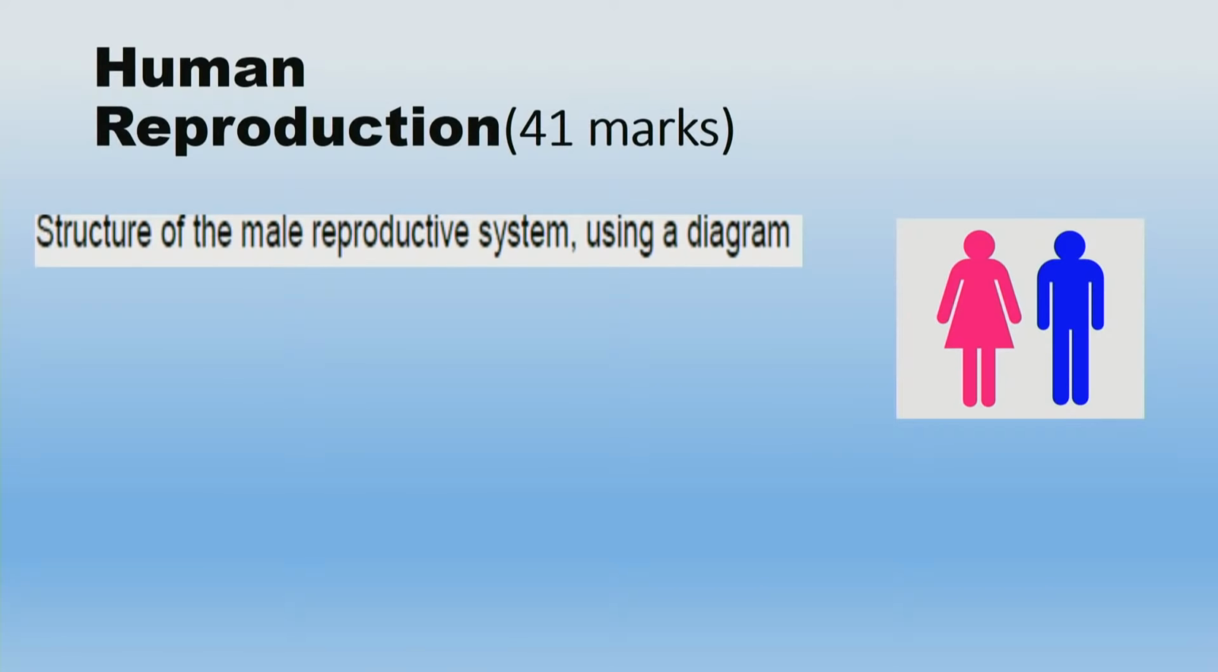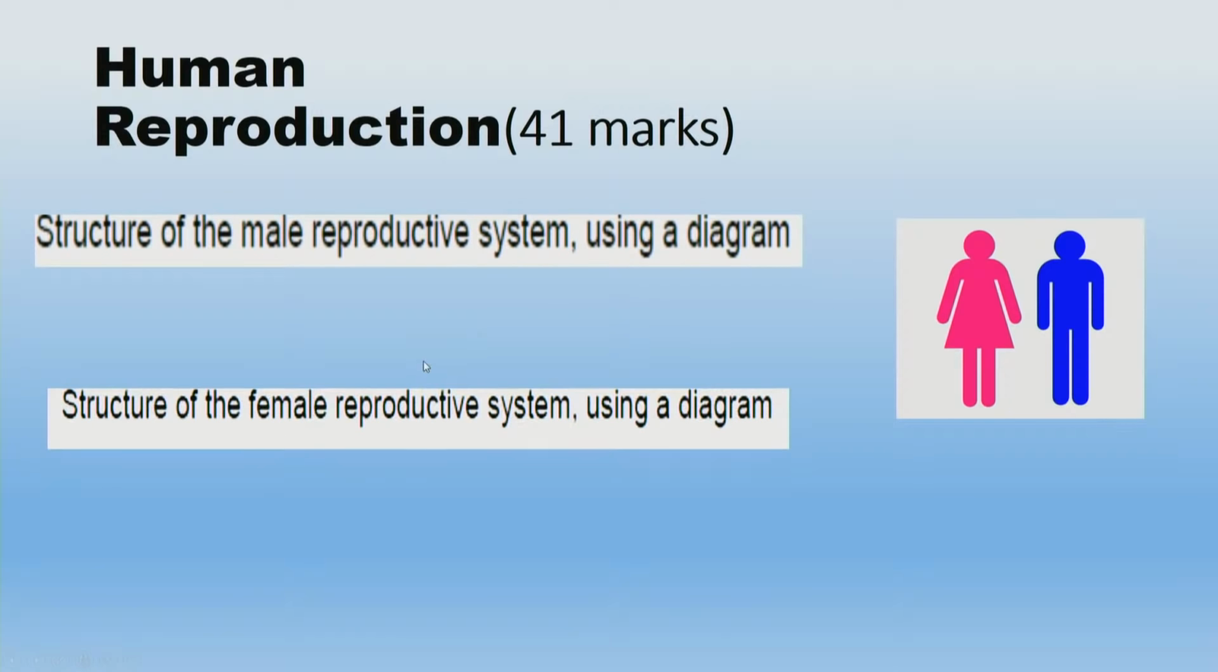And then let us move to human reproduction, which is out of 41 marks. The key points here under human reproduction: please make sure that you know or revise the structure of the male reproductive system together with the female reproductive system. It means that you have to know all those labels which are stipulated on your examination guideline and the functions of those labels or parts.